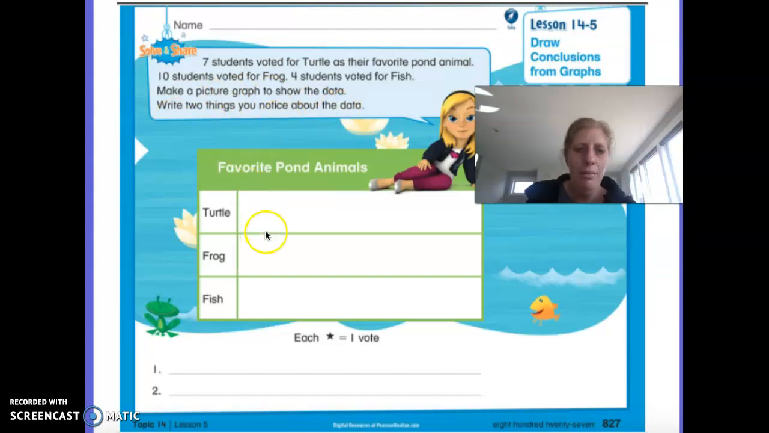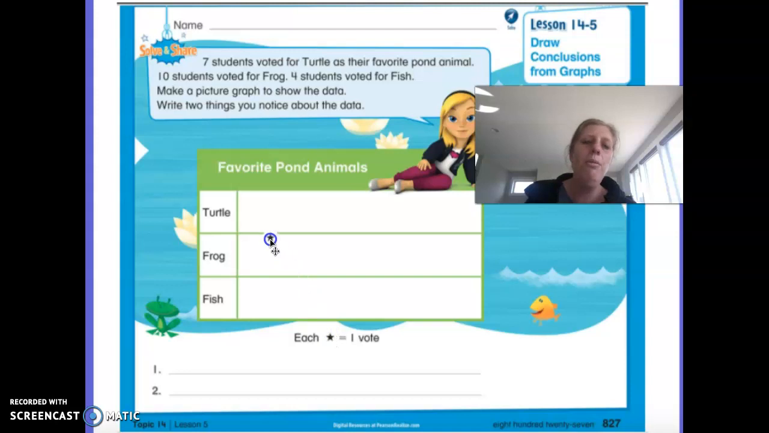Okay, we already have a label. It says favorite pond animals. It doesn't have a number line down here, but it tells us that each star represents 1 vote. Each star equals 1 vote. So I'm going to go back up here and reread: 7 students voted for turtle. So in this row next to turtle, I have to put 7 stars.